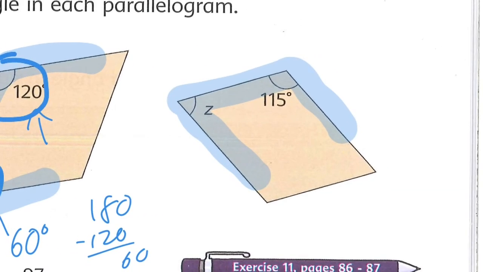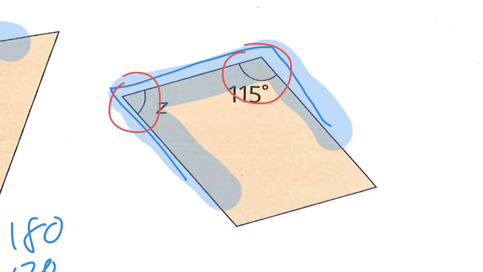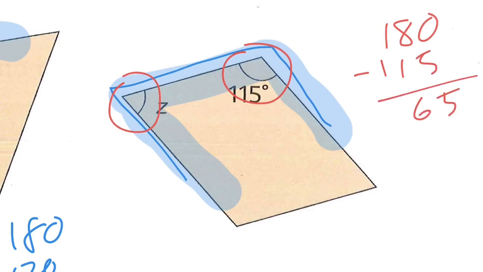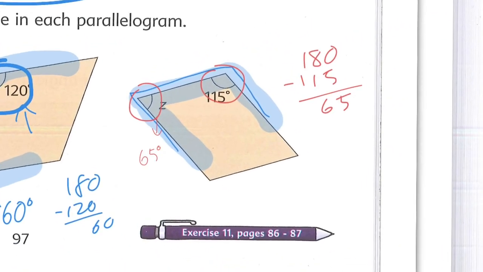Okay? And if we have this angle here, here's the C, and I'm looking at the sum of these two angles, 180 minus 115, we get 65 degrees. Okay, so angle Z is 65 degrees, because 65 plus 115 equals 180. Okay, so there you go.